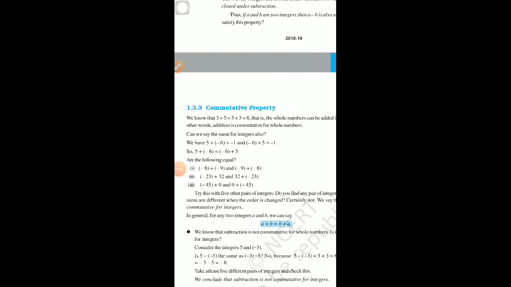But subtraction of integers is not commutative. 5 minus 3 equals 2, and 3 minus 5 is equal to minus 2. So our results are different. So integers are not commutative under subtraction.